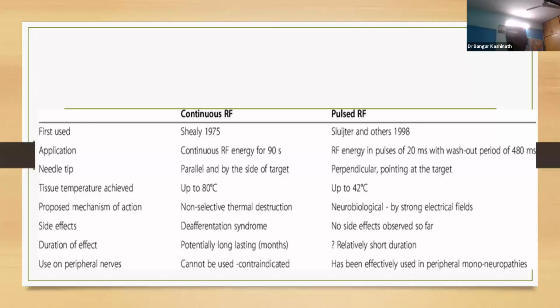Fantastic. Thank you, sir. So, the difference between continuous radio frequency and pulse radio frequency. Continuous gives continuous energy for 90 seconds. Pulse gives energy in pulses of 20 milliseconds with a washout period of 480 milliseconds. Needle tip here is parallel; in pulse, it's perpendicular. Tissue temperature in continuous or conventional radio frequency is up to 80 degrees. Pulse radio frequency is 42 degrees. Sometimes it can be 45 degrees. For the exam, you can say 42 degrees.